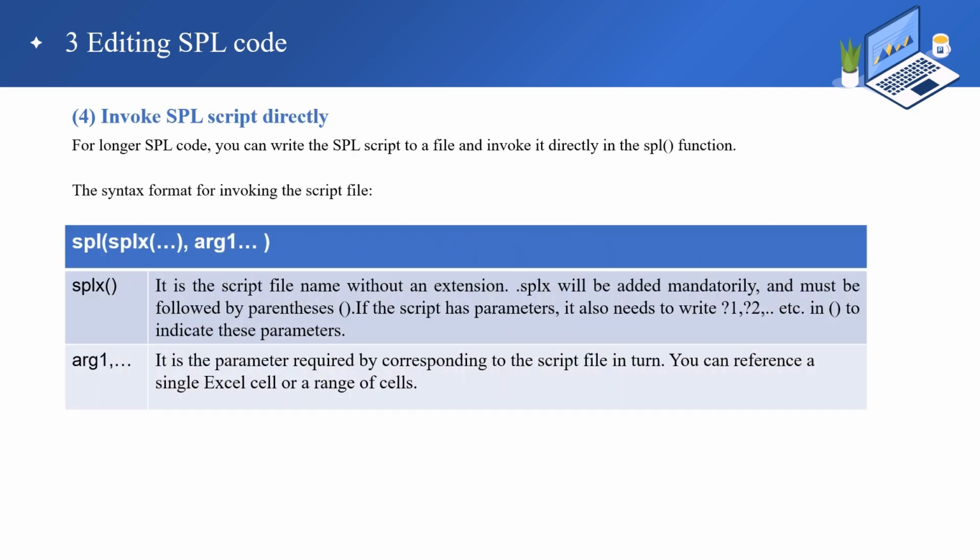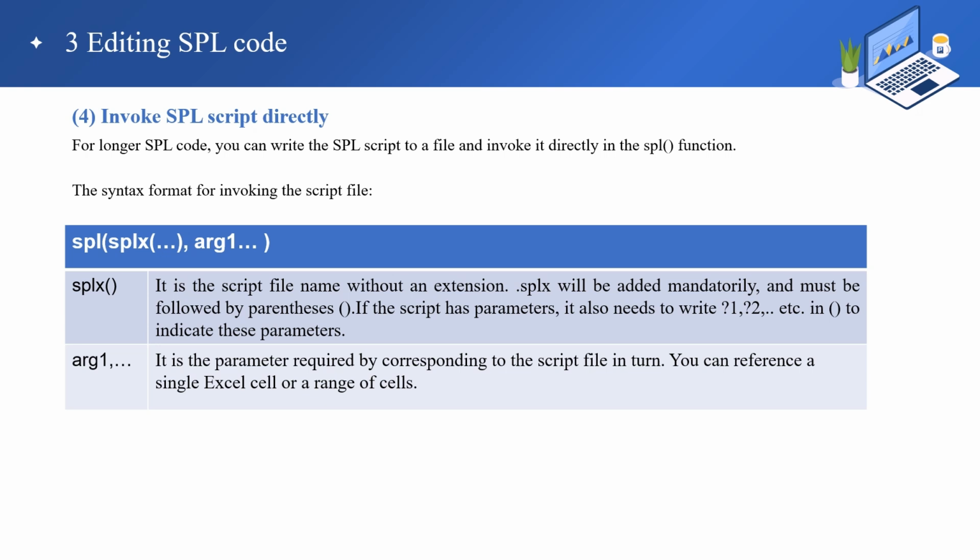For longer SPL code, you can write the SPL script to a file and invoke it directly in the SPL function. The syntax format for invoking the script file is SPL parentheses, SPLX parentheses, arg1, arg2, etc. Where SPLX parentheses is the script file name without an extension. .splx will be added mandatorily, and must be followed by parentheses. If the script has parameters, it also needs to write (1), (2), etc. in the parentheses to indicate these parameters. arg1, arg2, etc. is the parameter required by corresponding to the script file in turn. You can reference a single Excel cell or a range of cells.